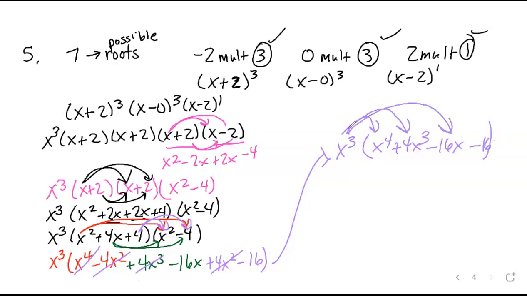Then we would multiply that x to the third times all of those. Remember, when you're multiplying exponents, you're adding them. So x to the third times x to the fourth is x to the seventh. And then x to the third times 4x to the third would be 4x to the sixth. x to the third times negative 16x is negative 16x to the fourth. x to the third times negative 16 is negative 16x to the third.